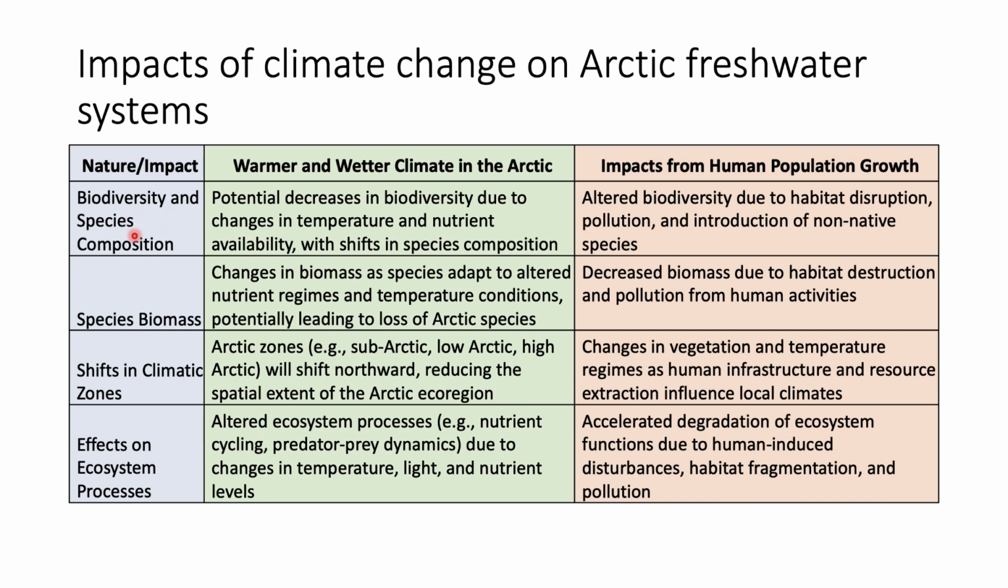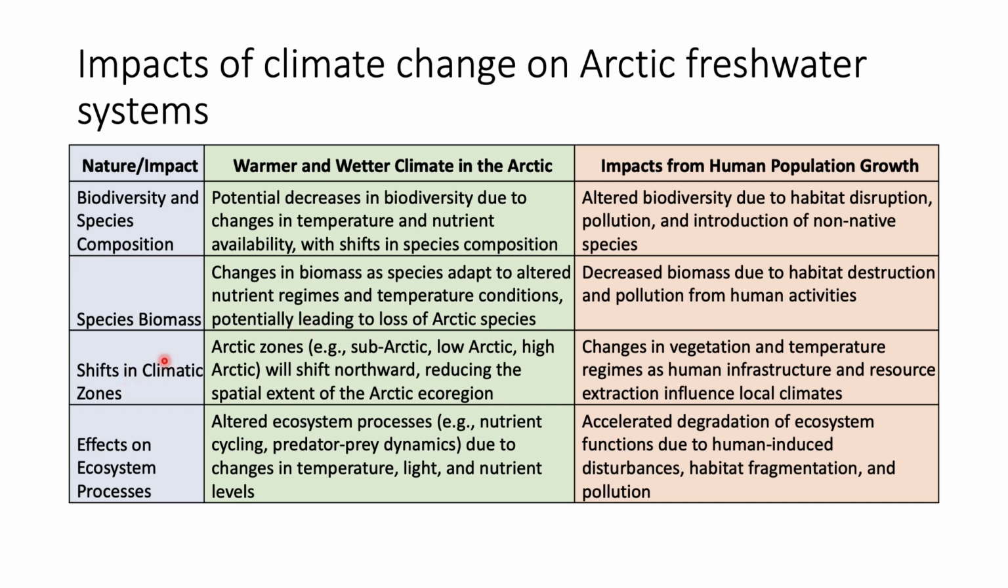And how does this affect biodiversity and species composition? The warmer climate leads to a potential decrease in biodiversity because there is a change in temperature and nutrient availability, which shifts the species composition. When we look at the human impact, biodiversity is altered due to habitat disruption, pollution and the introduction of non-native species. And what happens to species biomass due to a warmer and wetter climate? There is a change in biomass because the species now tend to adapt to the nutrient regimes and temperature conditions currently available. This leads to loss of Arctic species because they are not tolerant to the change of nutrients or temperature. So that leads to biomass loss. When we consider the human impact, there is decreased biomass due to habitat destruction and pollution from human activities. This affects the Arctic ecosystem directly.